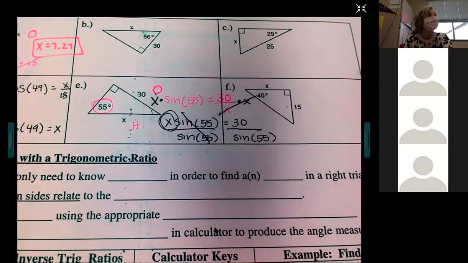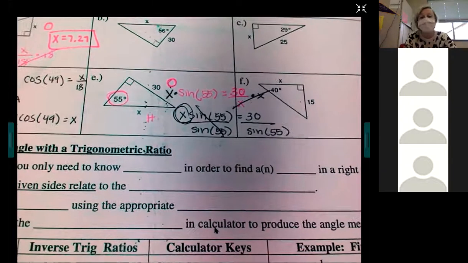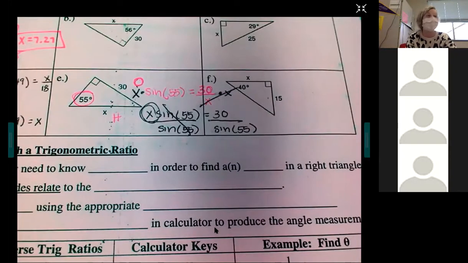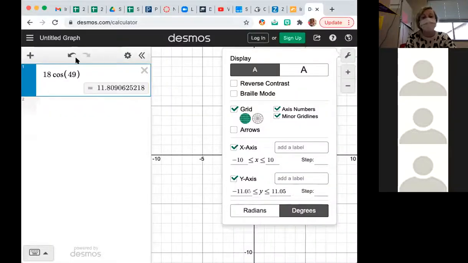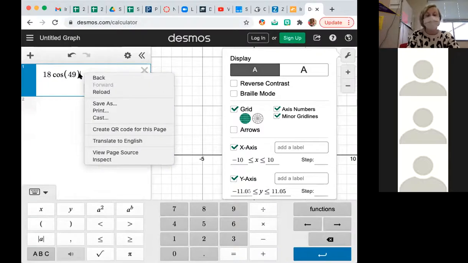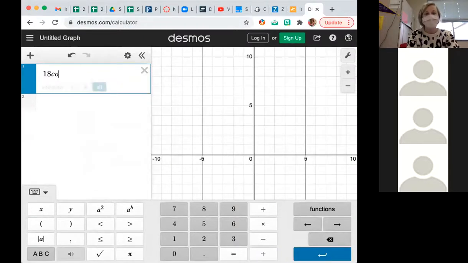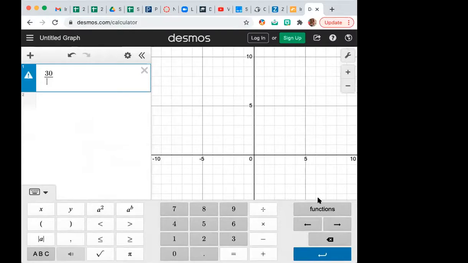So listen to me. Anytime X is in the denominator, you're going to end up dividing, okay? Did everybody hear that shortcut I just told you? If X is in the denominator, you're going to end up dividing. So what we want to type in the Desmos is 30 divided by sine of 55. So I'm going to switch to Desmos. And I'm going to do 30 divided by, I'm going to go to my trig functions again, sine of 55.